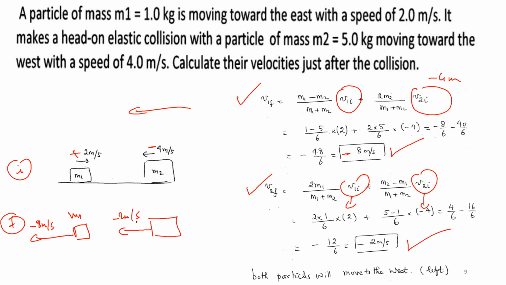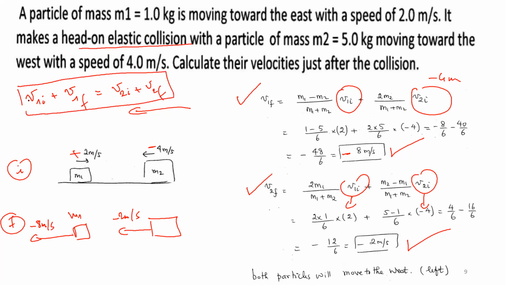Okay, and this is coming from conservation of mechanical linear momentum, but also conservation of kinetic energy because it's an elastic collision. Now I will tell you something here. You can notice it. You will see that always when I have a head-on elastic collision, you will always see that V1 initial plus V1 final is equal to V2 initial plus V2 final. This is just a way to check your answers, and this is true for a head-on elastic collision.